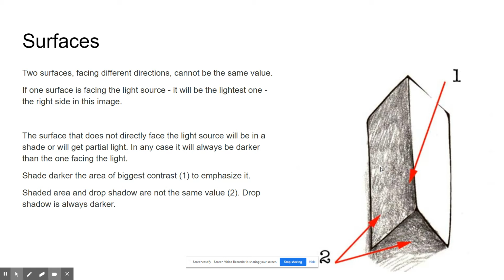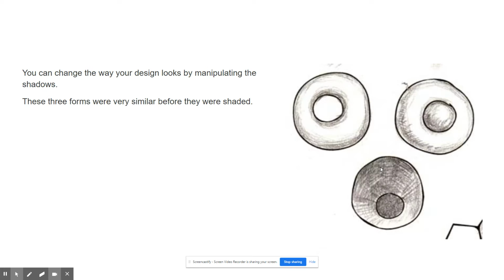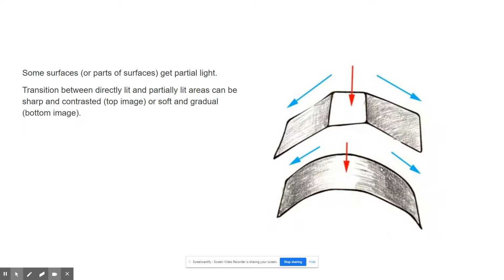Shade darker the area of biggest contrast to emphasize it, and the shaded area that's the drop shadow will not be the same value. Drop shadow is always darker. So you can really change the way that you design something and the way that your design looks by manipulating the shadows. So here are three very similar forms, and they all look extremely different.